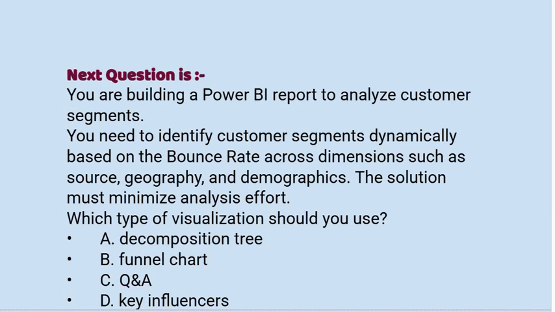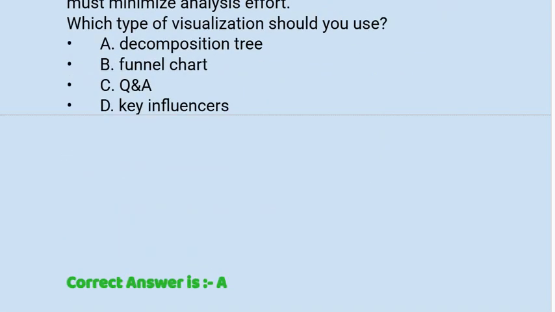Option A, decomposition tree. Option B, funnel chart. Option C, Q&A. Option D, key influencers. Correct answer is option A.